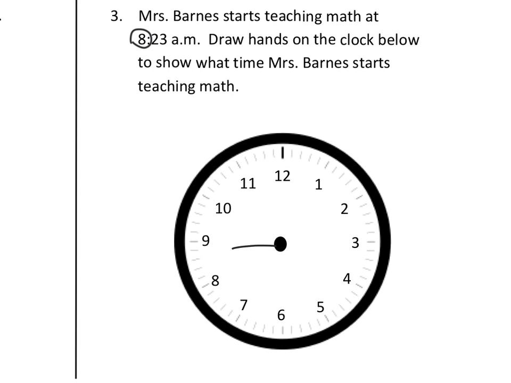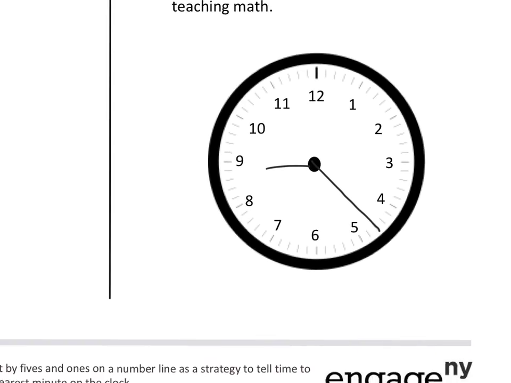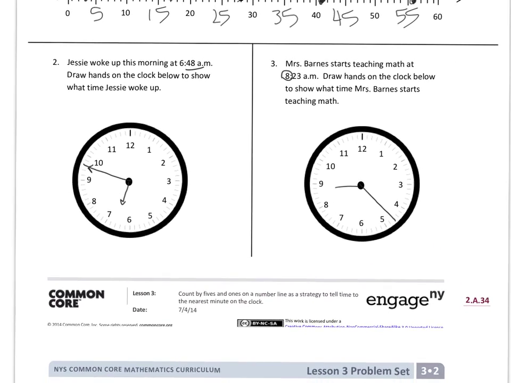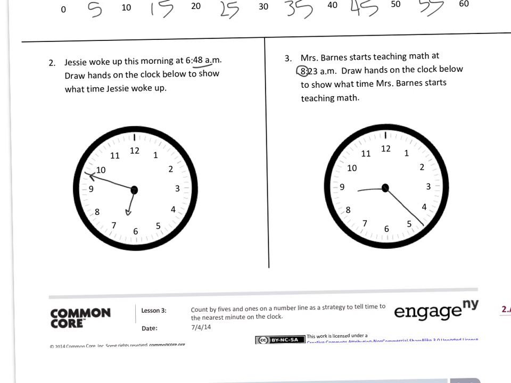And then 23. So I'm going to count 0, 5, 10, 15, 20. 25 has gone too far. So 20, 21, 22, 23. So I'm using my 5s to help me get quickly to my numbers. Okay, and draw my line just like that for my minute hand. Okay, so those are what our 2 clocks should look like for these 2 problems.